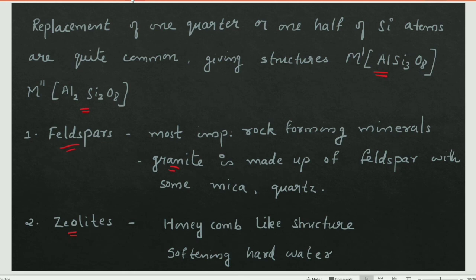Next one is zeolite. Zeolite has a honeycomb-like structure, and it is used for softening hard water. How can zeolites soften hard water? They abstract the calcium ion, Ca2+. Ca2+ ions are encapsulated by the zeolites and thus the hard water is softened.